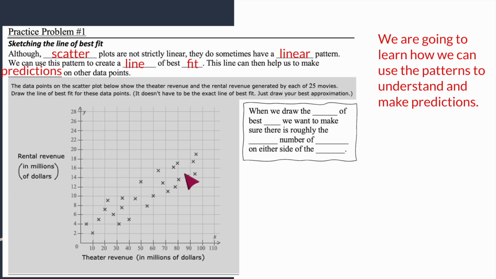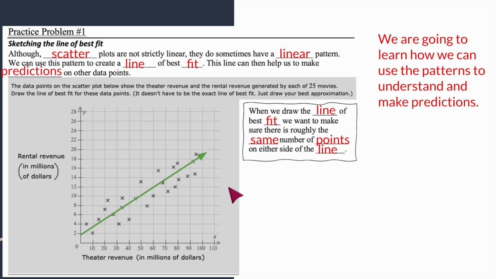So we can use this line instead of trying to figure out about where the data might be for that point. I can use that line to decide, in this case, it's rental revenue versus theater revenue. And if I'm saying I'm doing 80 million in theater revenue, well, there's a couple of different points here for 80 million as far as rental. But if I do a line of best fit, then I'm probably going to go kind of right through the middle of this information. So remember, when we draw the line of best fit, we want it to have about the same number of points on either side. Just kind of make it as even as you can. So this is where I'm drawing my line of best fit.